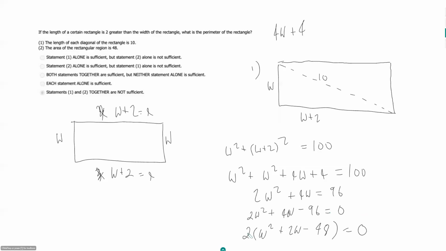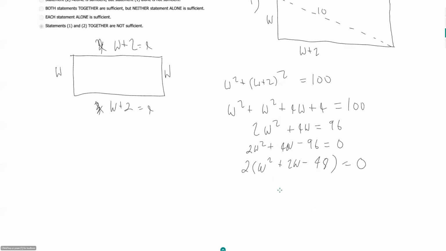So how can this guy be factored here? So we need two numbers that multiply to negative 48 and sum to 2. So 6 times 8 is 48. So positive 8 and negative 6 should work. So W plus 8 times W minus 6, this is all equal to 0. So W can be equal to negative 8 or 6.